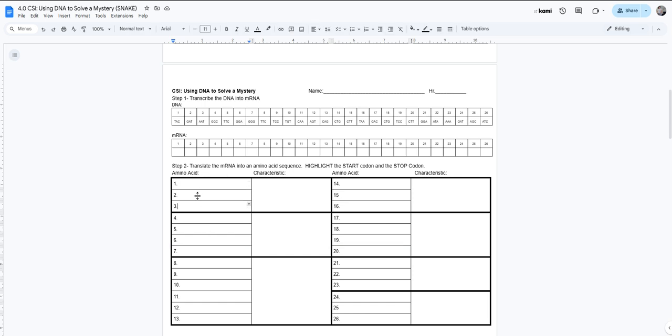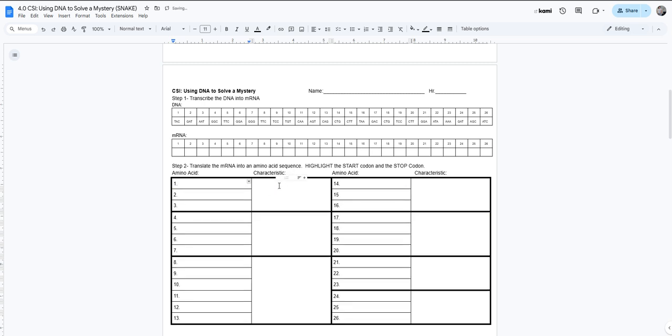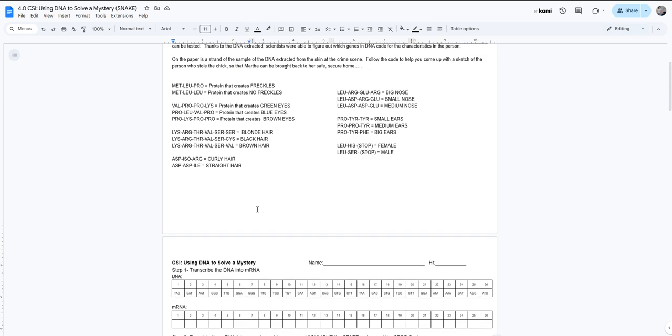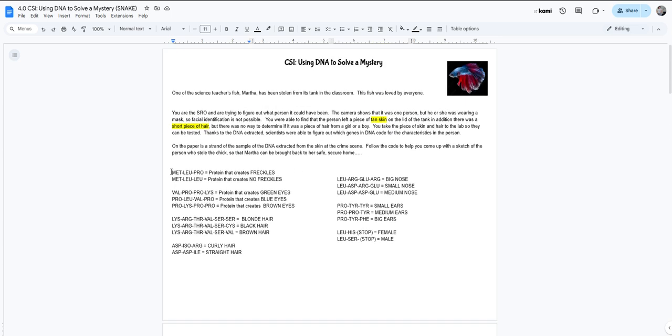This is where you are going to put the amino acid. You will need to use your codon chart. You can get the codon chart from the paper that we did yesterday, or I will have one posted in Google Classroom. Over here in this column is where you guys are going to write the characteristic that they have. So once you have your 3 to 4 amino acids, you're going to go back to the first page and figure out which protein is made.